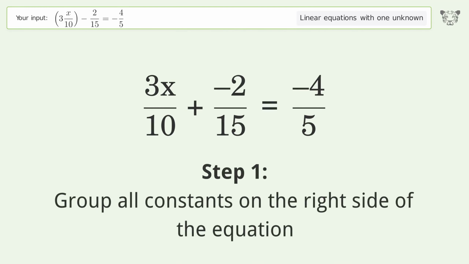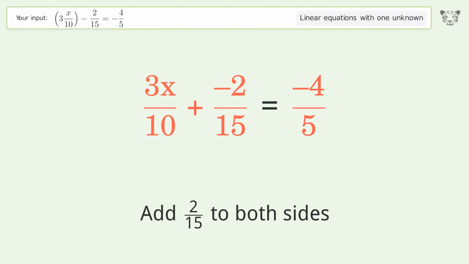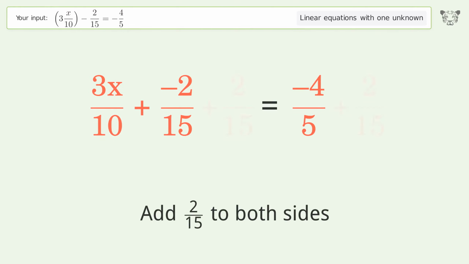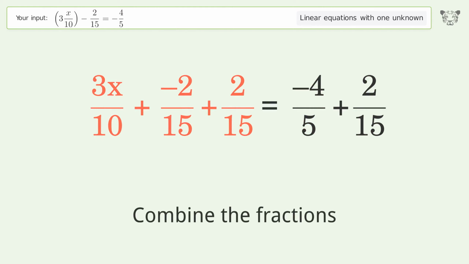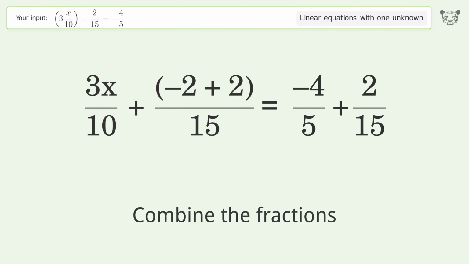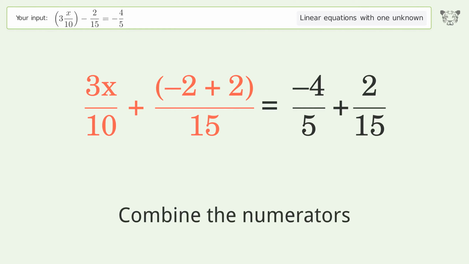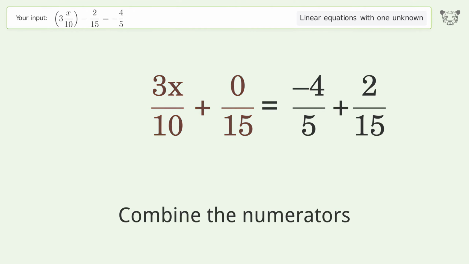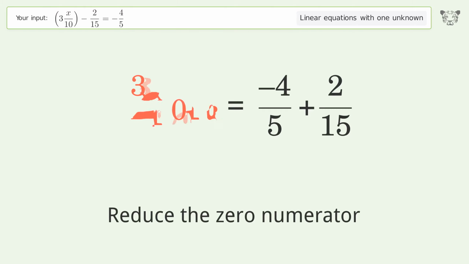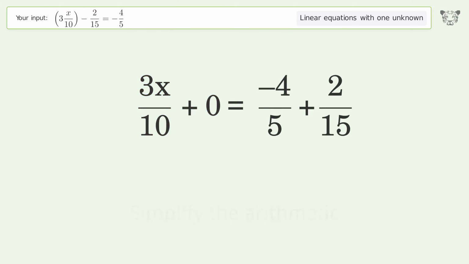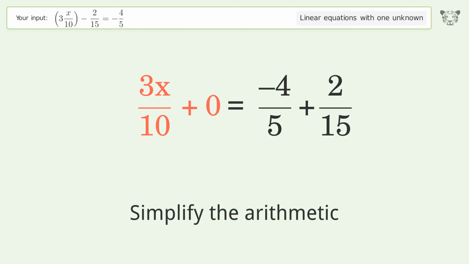Group all constants on the right side of the equation. Add 2/15 to both sides. Combine the fractions. Combine the numerators. Reduce the zero numerator. Simplify the arithmetic.